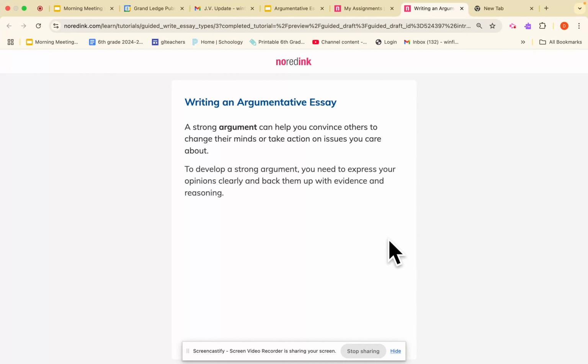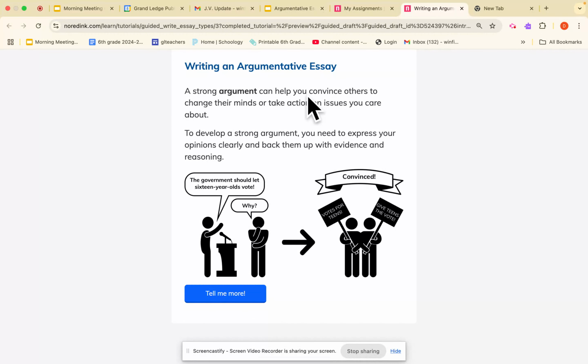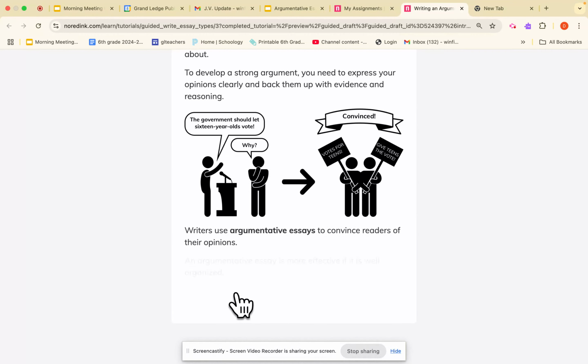The directions. They're going to talk to you about what an argumentative essay is. A strong argument can help you convince people to change their minds and take actions on issues you care about. Now notice they're saying over here that 16-year-olds should vote, and if you write a good writing piece, you might convince people. But notice how No Red Ink gives you more. It really wants to walk you through what it is.